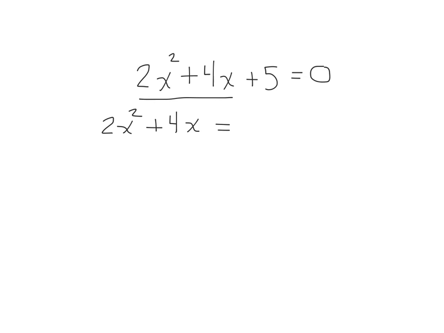So we're going to move the 5 to the other side by subtracting 5. And 0 minus 5 is negative 5. So that's step 1. Move that constant to the other side.